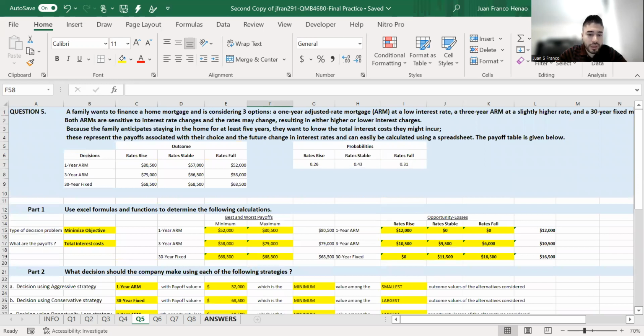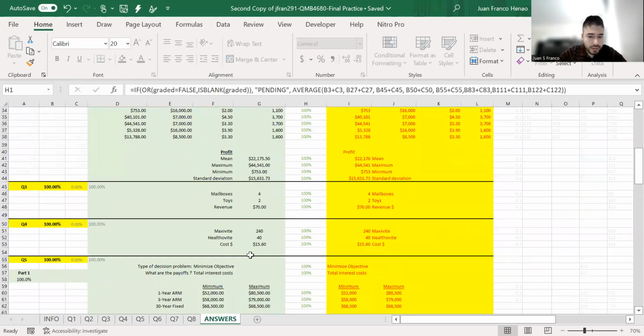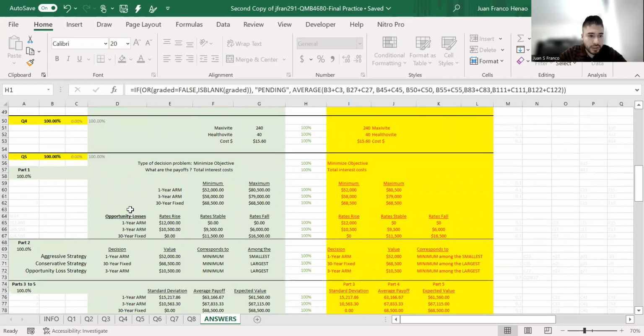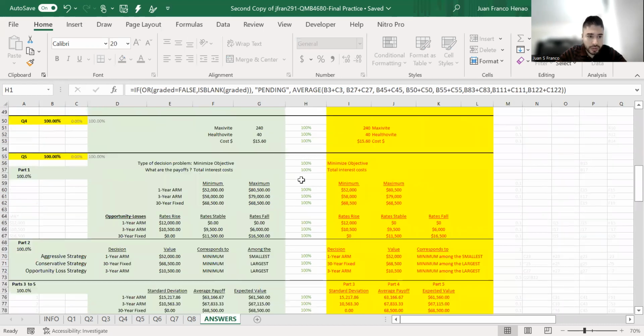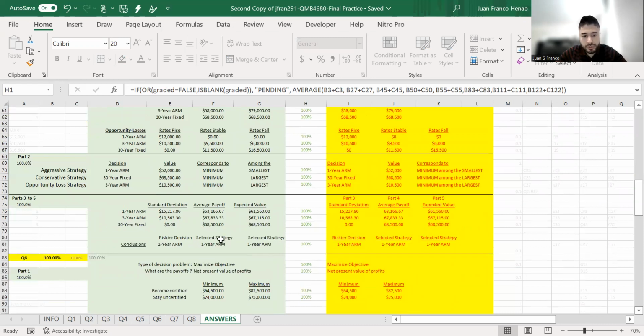Now let's go to the answers and see how much we got. Perfect. So we got 100% in question 5. Everything is green with 100%. It means we did it right.